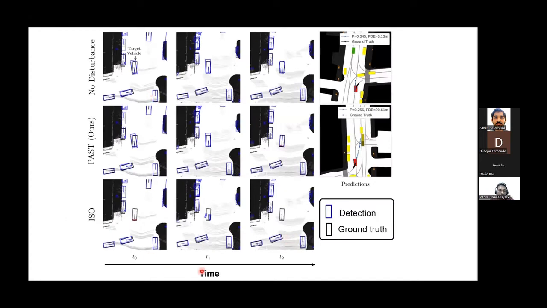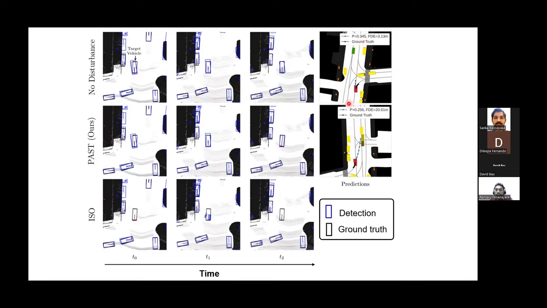Just to explain this picture, this is time. Remember that this is a temporal task: time 0, time 1, time 2. This is what happens when there's no disturbance, and this is our algorithm, PAST. And this is another baseline, ISO. You can see there are two colors, black and blue. Blue is our detection and black is the ground truth.